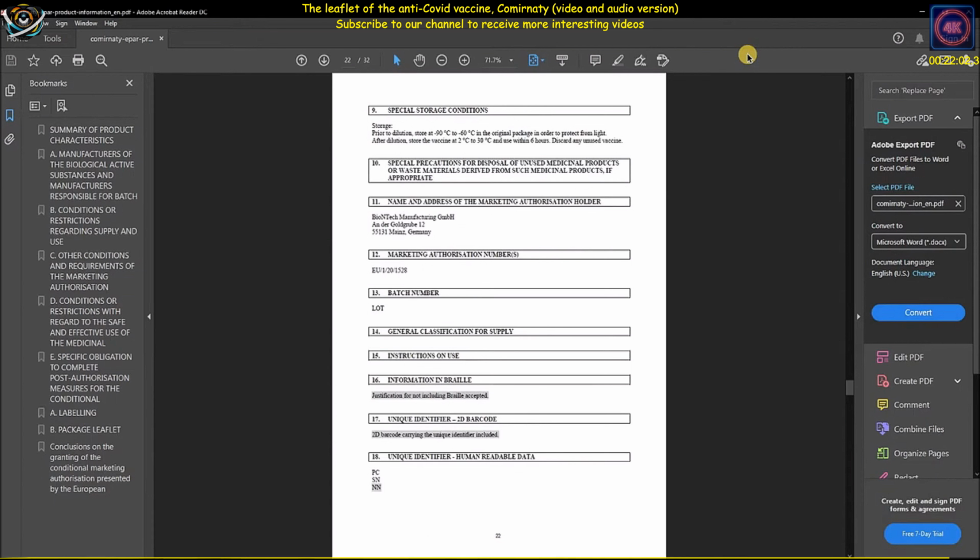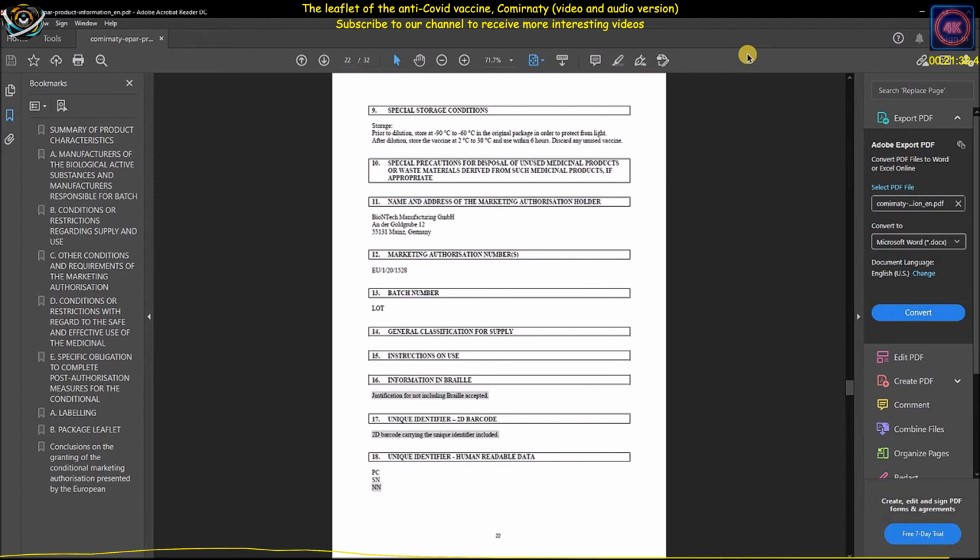Storage. Prior to dilution, store at -90 degrees Celsius to -60 degrees Celsius in the original package in order to protect from light. After dilution, store the vaccine at 2 degrees Celsius to 30 degrees Celsius and use within 6 hours. Discard any unused vaccine. 10. Special precautions for disposal of unused medicinal products or waste materials derived from such medicinal products, if appropriate.